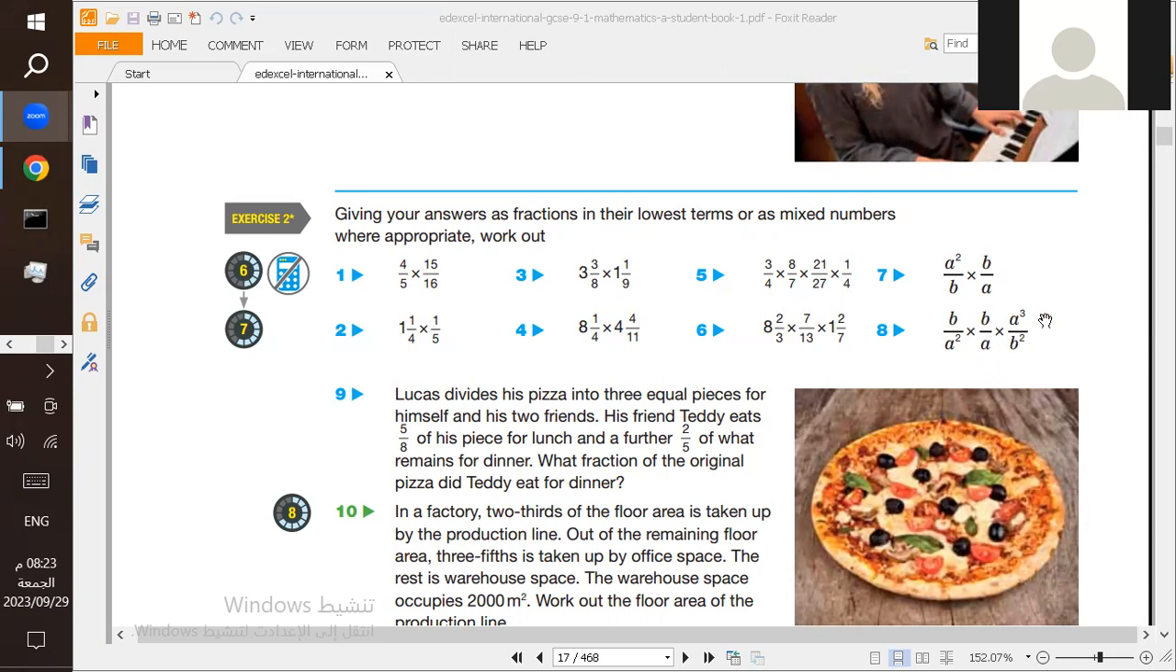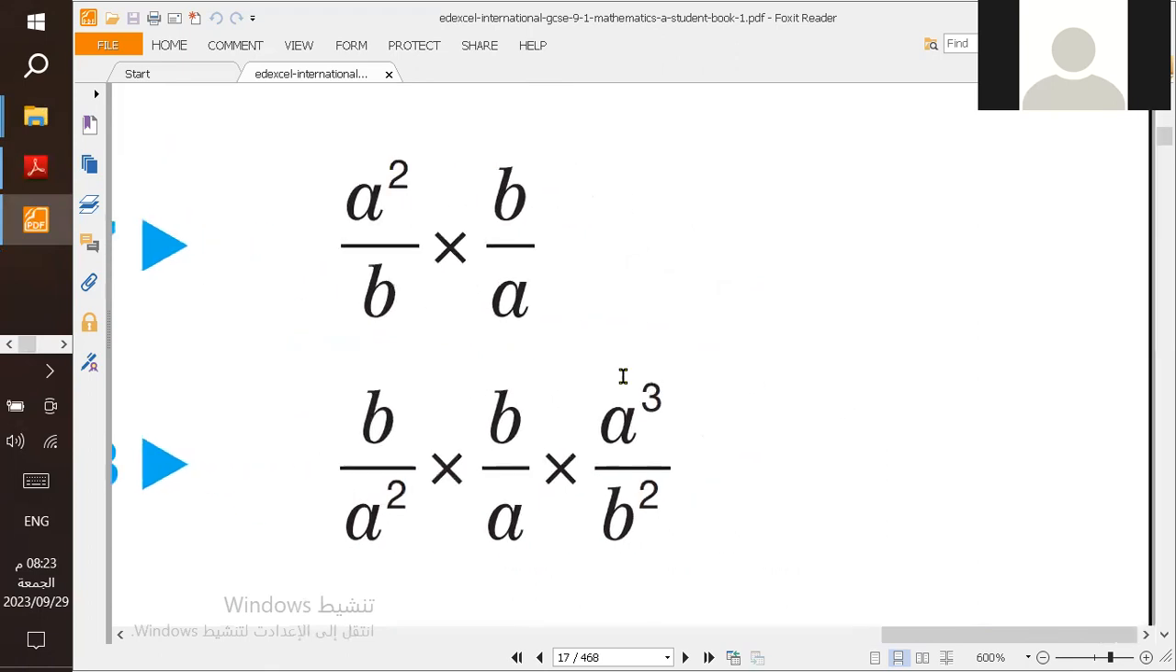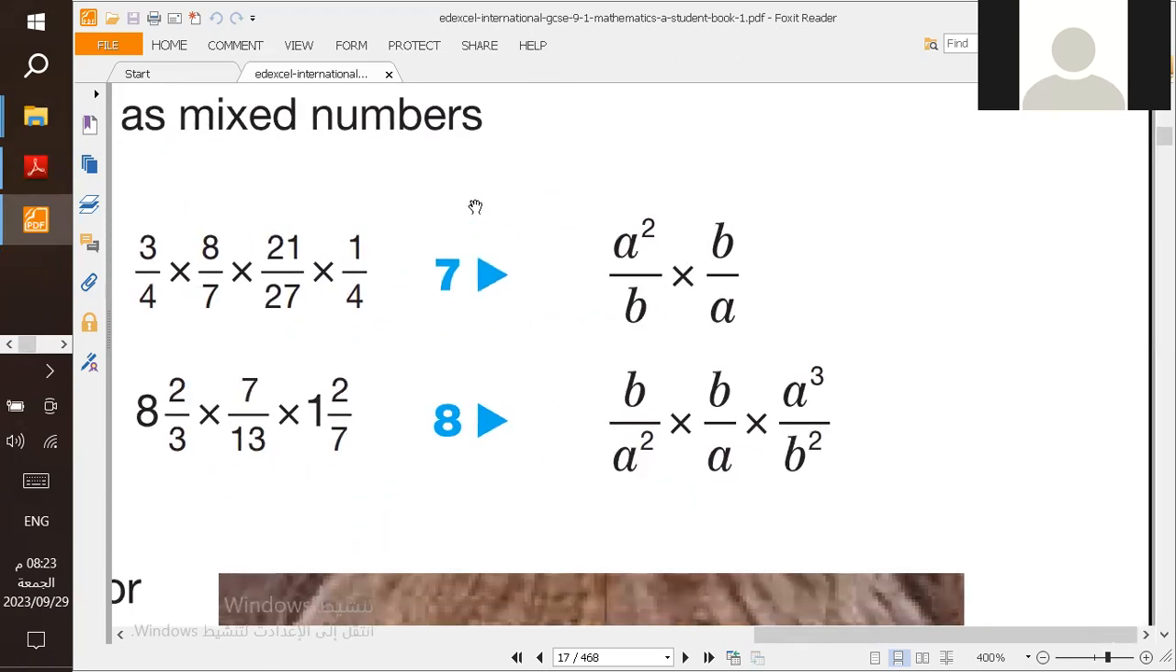We're going to talk about 7 and 8 because they are very important and most of us have problems with these. Here we have a squared divided by b, multiplied by b over a. We notice that we have a b here and a b here, and if we have the same numerator and denominator and they are multiplied, we can simplify them by taking them out like this.